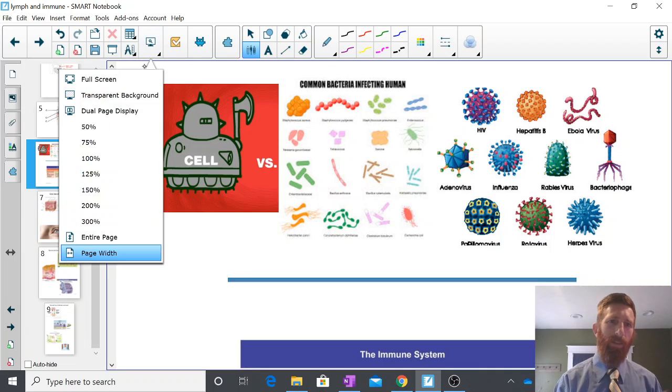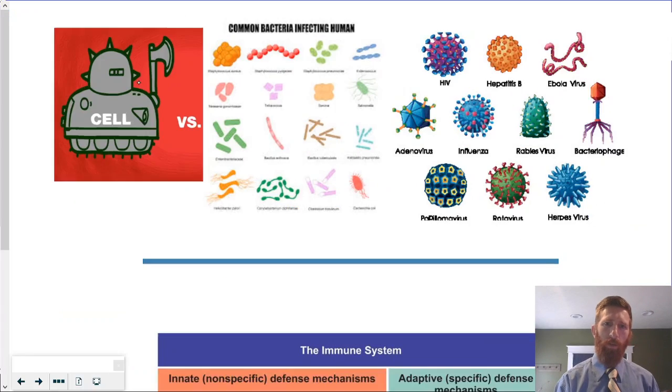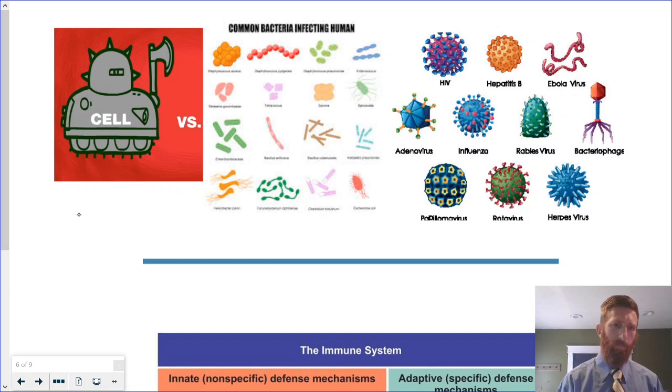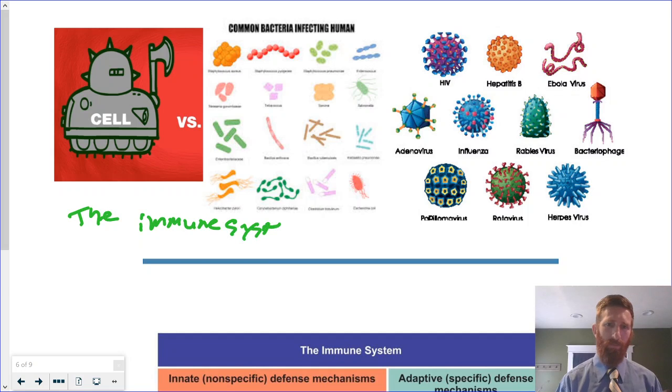Okay, so we're talking about the immune system. Basically, the immune system is you, your cells, versus bacteria and viruses. There's the word virus right there.